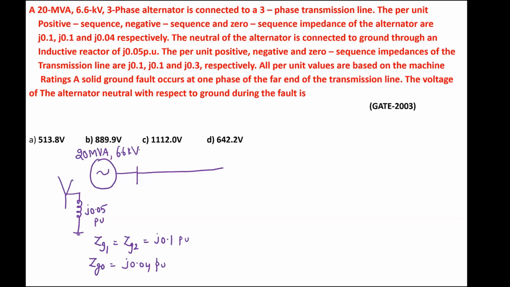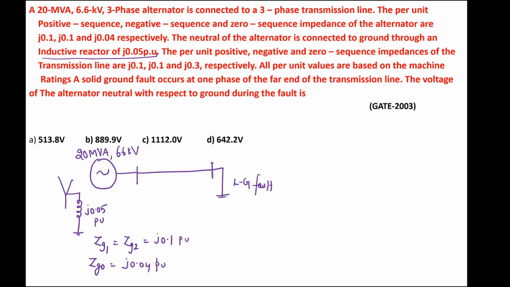Okay. So here he gave a generator connected to a transmission line, and at the far end a single line to ground fault, LG fault, occurred. So this is a transmission line. He gave that the neutral of the alternator is grounded through an inductive reactor of j0.05 per unit.